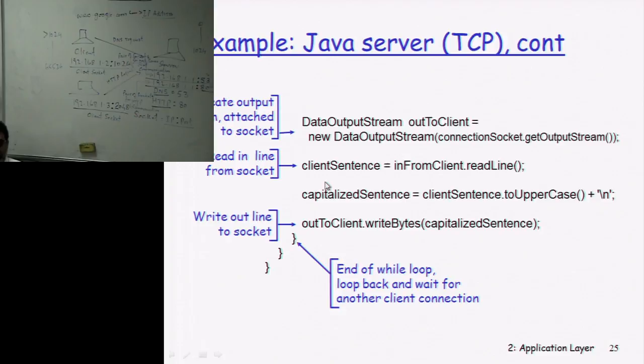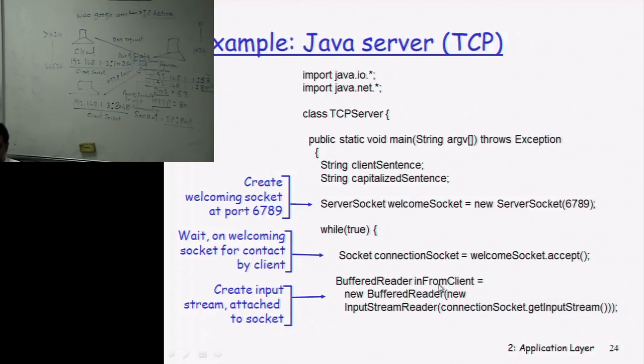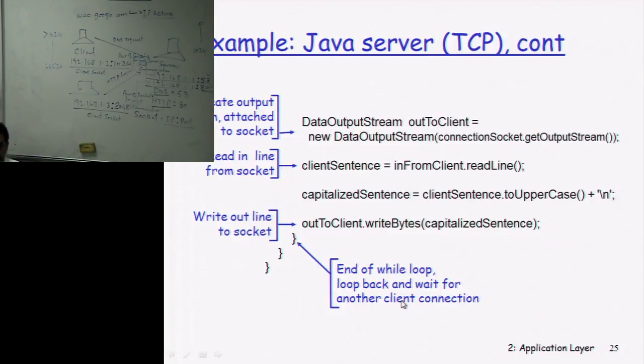client. It reads in a line from the socket, from the client, and capitalizes it, converts it, and it will be sent back. This is basically creating an output stream attached to the socket. Whatever it is reading from the client, it reads into this buffer. This is a buffer created here to read the data. Whatever data is coming will be kept here, and whatever data wants to be sent to the client will be kept in this buffer output stream.